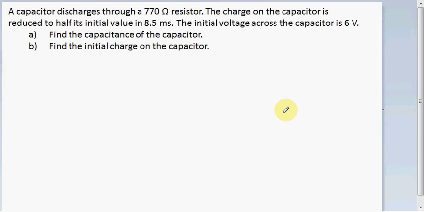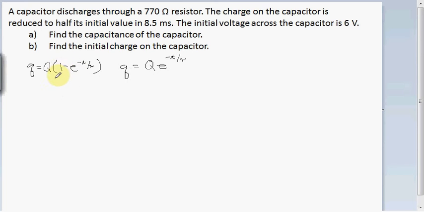So this is an RC circuit, right? It's got a resistor in it, it's got a capacitor in it. We've got a couple of different mathematical descriptions of RC circuits. We've got one that goes q is equal to capital Q times (1 minus e to the minus t over tau). And we've got another one that just goes q is equal to capital Q times e to the minus t over tau.